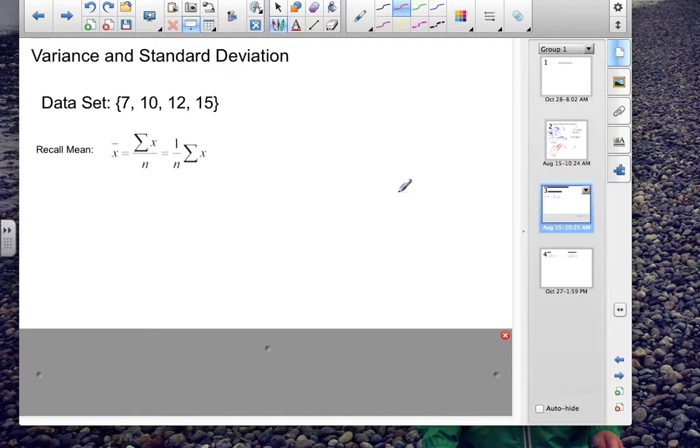Here's my data set. I have 4 values in it, 7, 10, 12, and 15. What I like to do when I first get data is graph the data. So if I just wanted to do a quick little graph, nothing too pretty, just to get an idea of what the data look like, maybe I'd go back to when I did a histogram and I'd create these intervals.